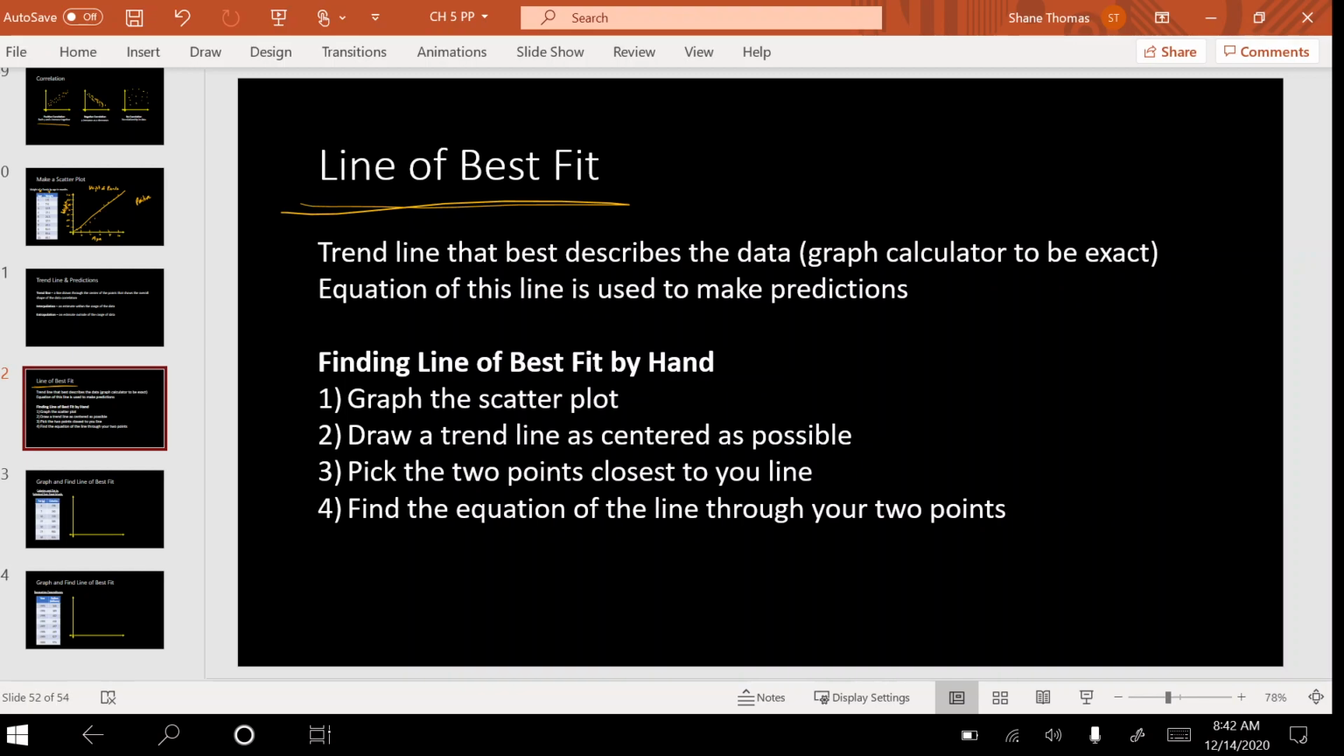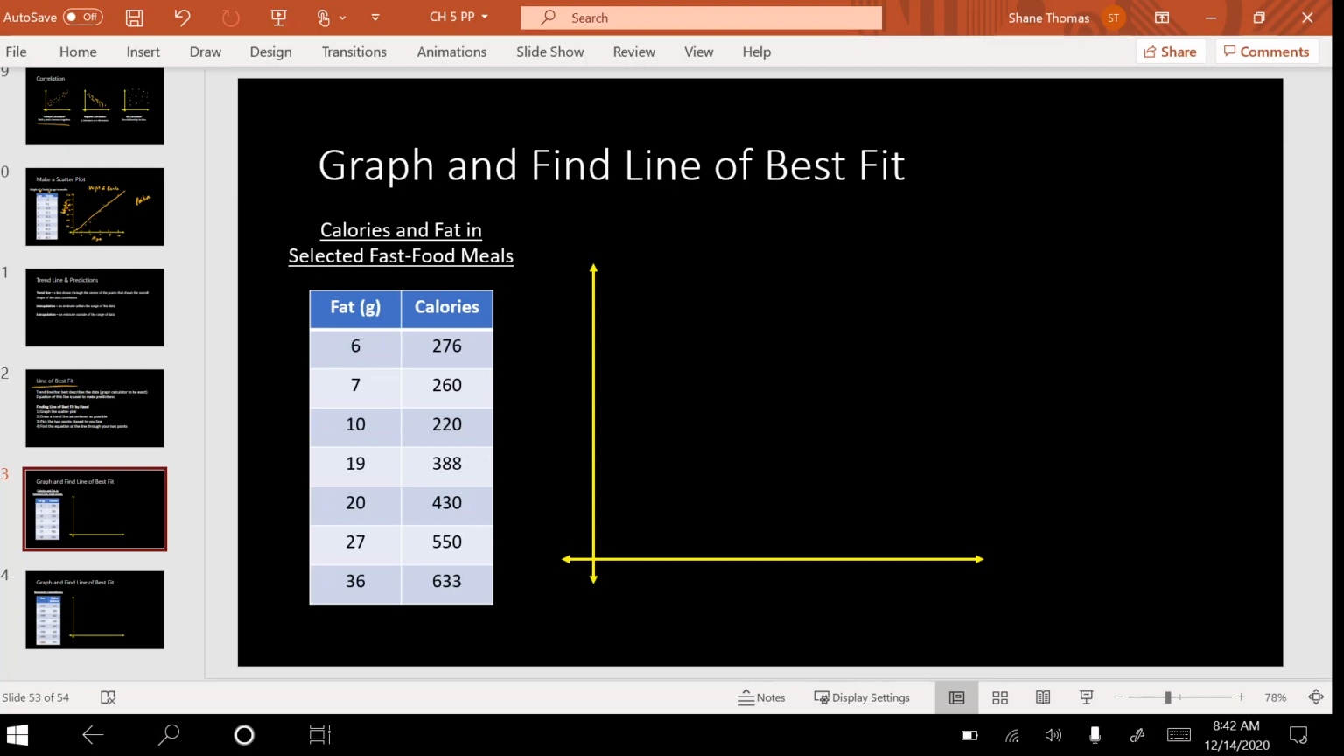All right, so let's do a whole one. We're going to do several things with this. One, we're going to graph it. Two, we're going to define trend line, line of best fit. We're going to talk about the correlation. Then we're going to make some predictions.